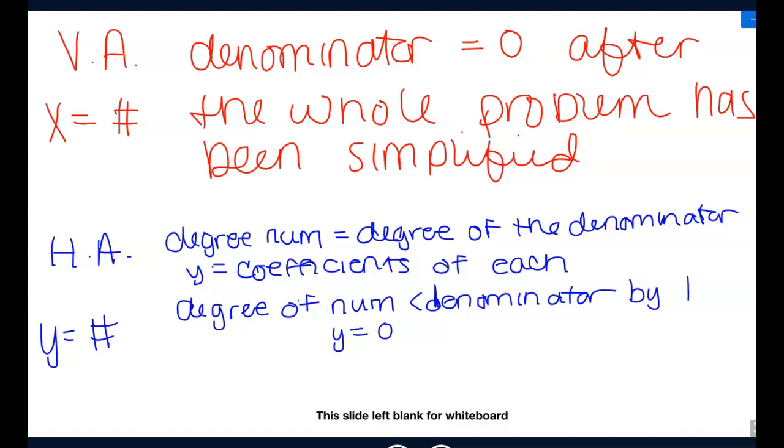If the top is greater than the bottom, then there is none. If the top is greater than the bottom by more than 1, then you have a slant and you have to do long division, and we're going to look at that next week. So there aren't any of those, I believe, on this handout.